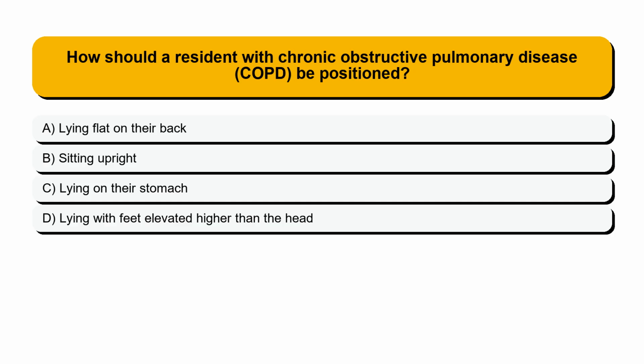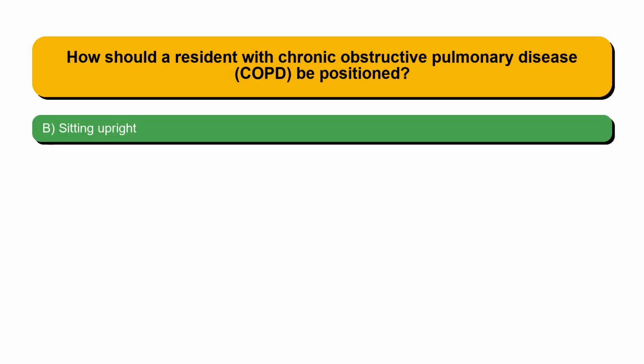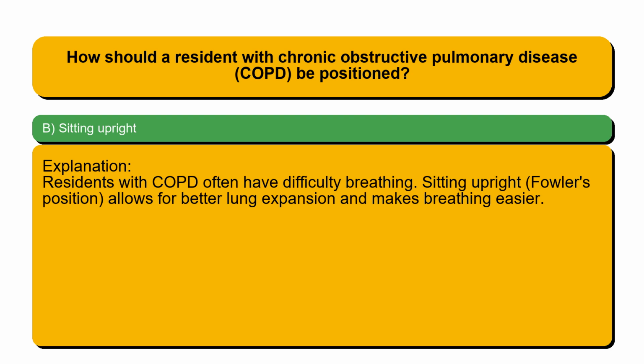Question 48. How should a resident with chronic obstructive pulmonary disease, COPD, be positioned? Option A. Lying flat on their back. Option B. Sitting upright. Option C. Lying on their stomach. Option D. Lying with feet elevated higher than the head. The correct answer is option B. Sitting upright. Residents with COPD often have difficulty breathing. Sitting upright, Fowler's position, allows for better lung expansion and makes breathing easier.